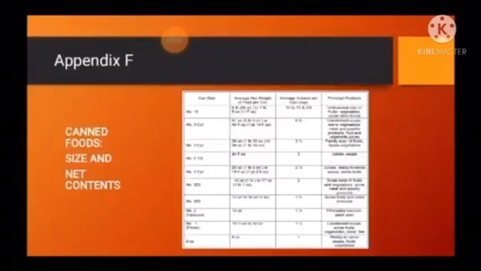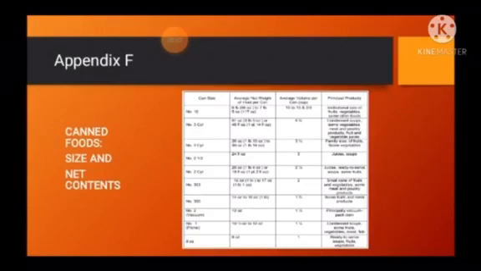Appendix F talks about canned food sizes and meat contents. So here are the can sizes. Number 10: its average net weight of fluid per can is 96 ounces to 117 ounces. Its average volume per can is 12 to 13 cups. And its principal product is institutional size fruits, vegetables, and some other foods.